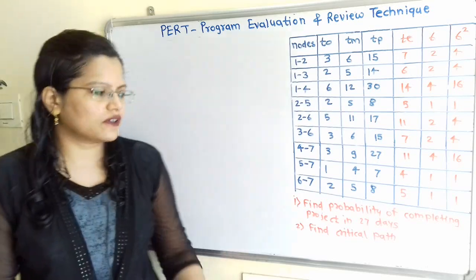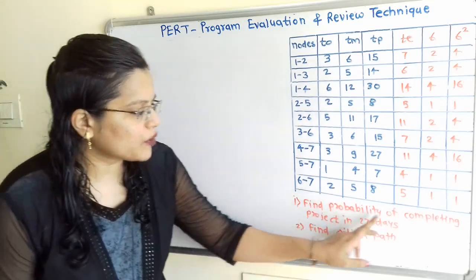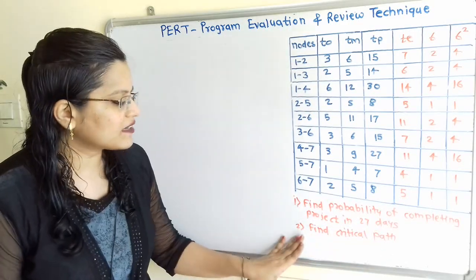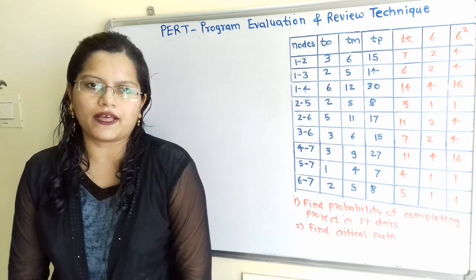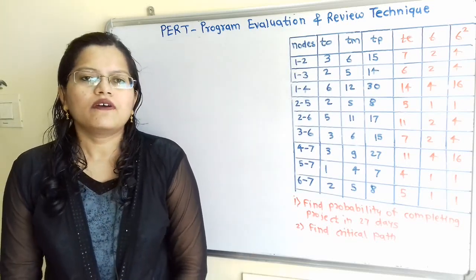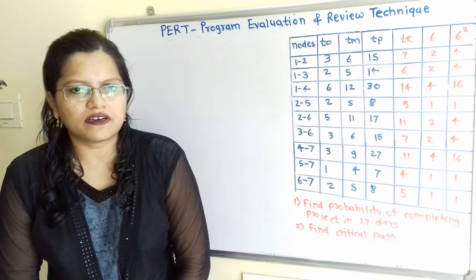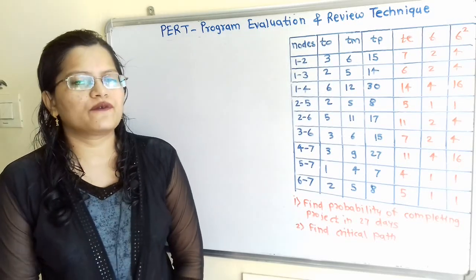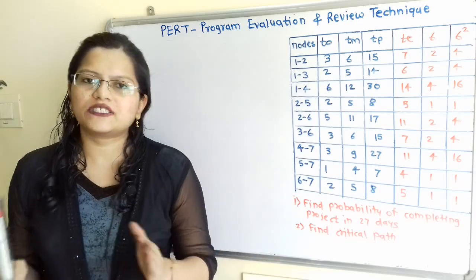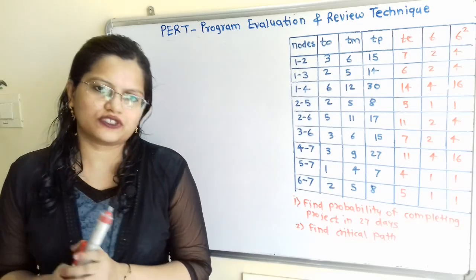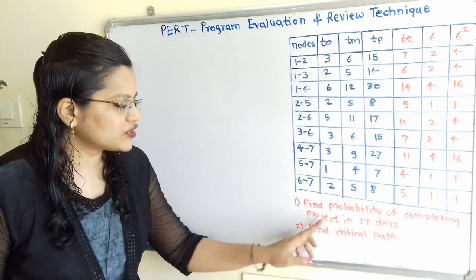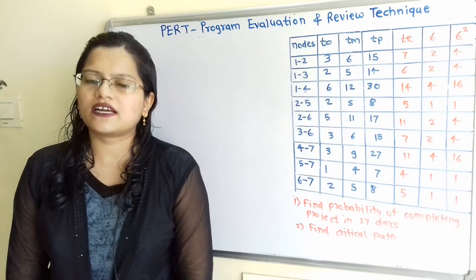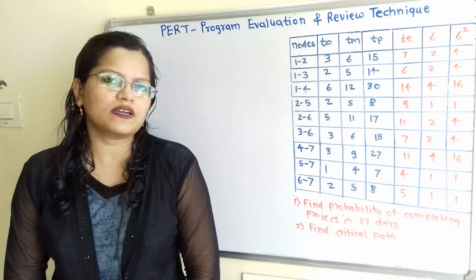Now if we observe the question, first find the probability of completing project in 27 days. And second, find out the critical path. Now in the previous question, it is not mentioned to find out the critical path and that's why we have used the longest path to calculate the normal distribution. But in this question we have to find out critical path. So we will use the critical path to find out the normal distribution.